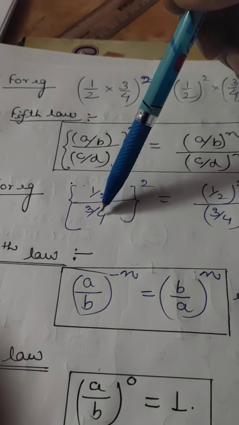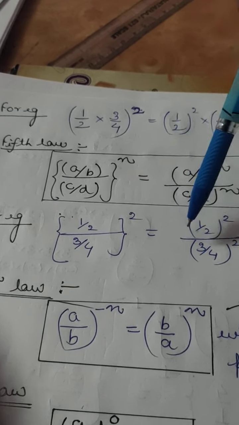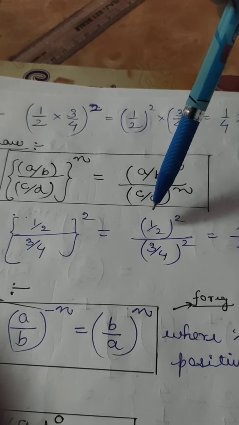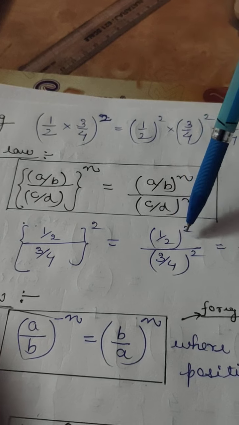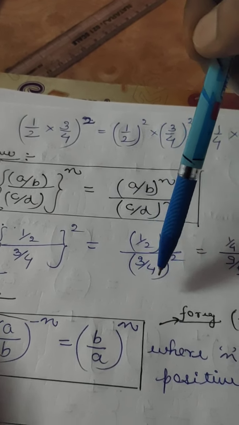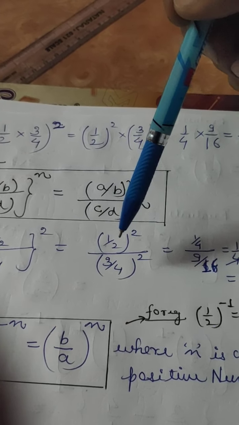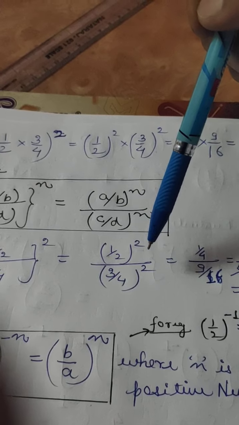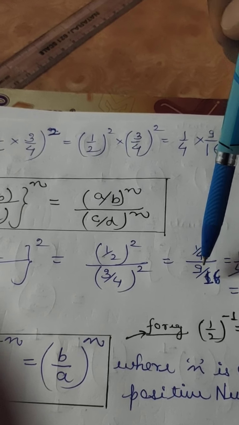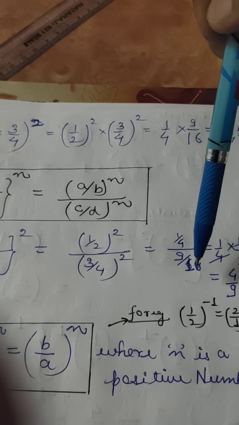Here 1 by 2 and 3 by 4 are the two different rational numbers and the common power is 2. So in the next step, we have separated both the rational numbers with the common power. Here 1 by 2 has the power 2 and 3 by 4 has the power 2. In the next step, we have opened their brackets and we get 1 by 2 to the power 2, which gives 1 by 4 as the result, and 3 by 4 to the power 2, which gives 9 by 16 as the result.